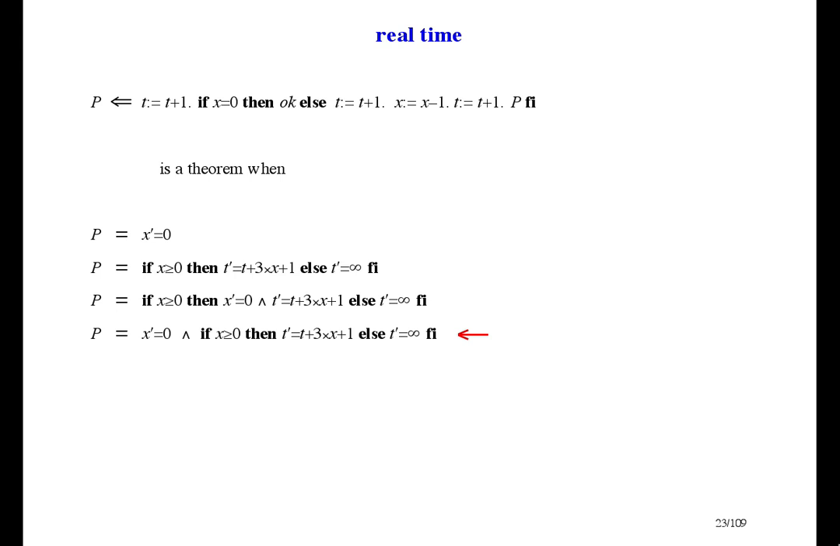But the last one is better in one way. It's a conjunction, and you can prove each of the conjuncts separately. And then the law of refinement by parts says that the conjunction is also proven. So it's better for proving. My suggestion is to use the one that's easier to prove, which is the last one, and just ignore anything it says about the values of variables at time infinity. So, that was real time.